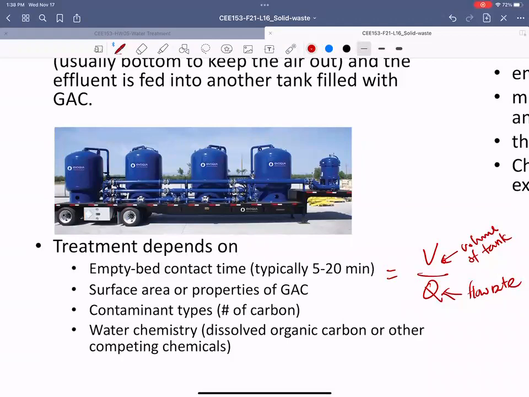It also depends on contaminant type. You just learned that if a pollutant has more carbon, it will stick more to the carbon. So if a pollutant is more water soluble, it's not very good for this treatment. You need something which has more carbon so that it can stick to activated carbon. It also depends on water chemistry because it interferes with the adsorption itself.